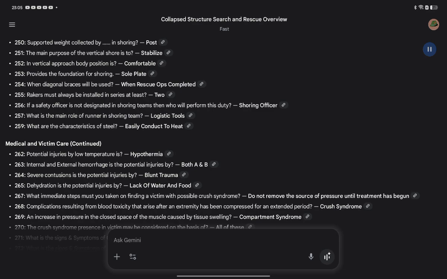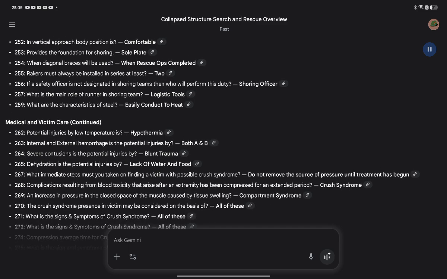253. Provides the foundation for shoring. Sole plate. 254. When diagonal braces will be used? When rescue ops completed. 255. Rakers must always be installed in series at least.